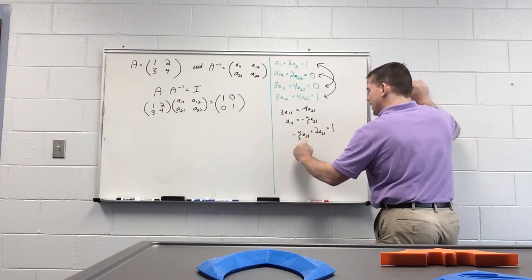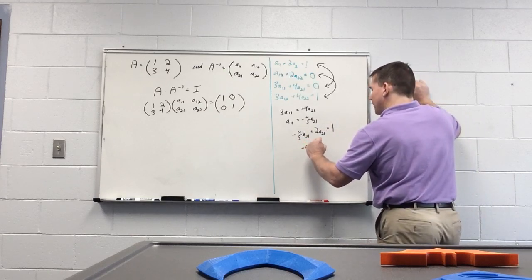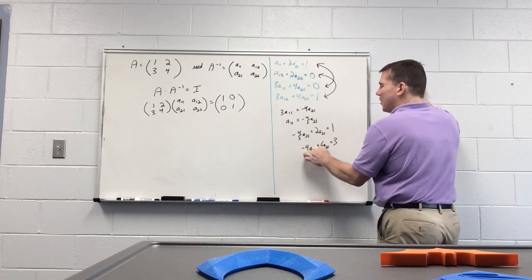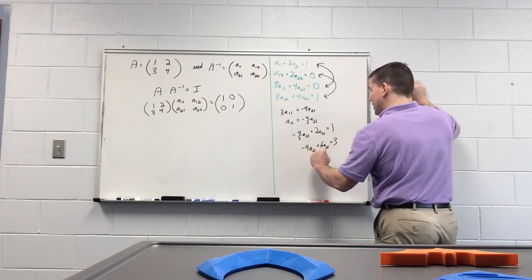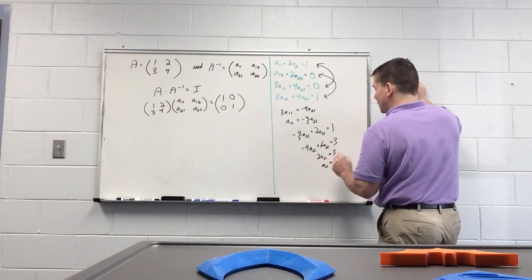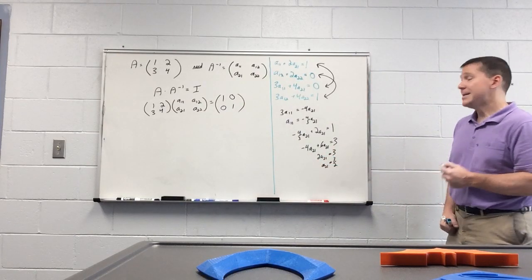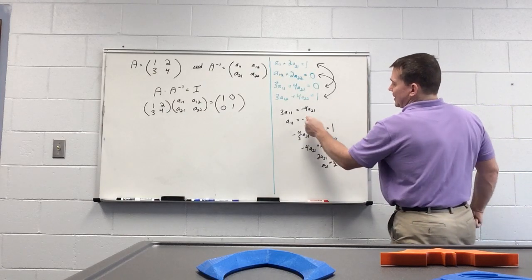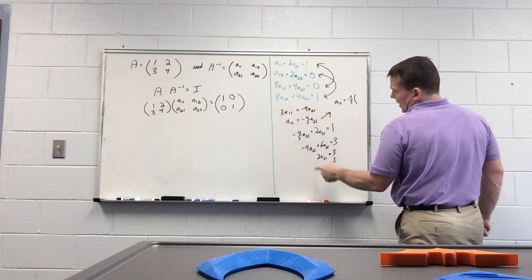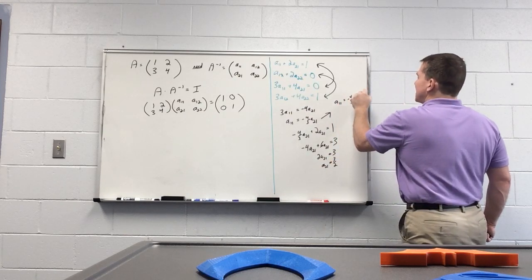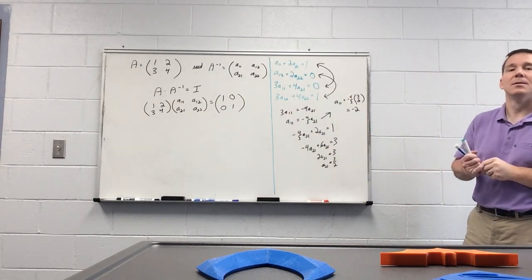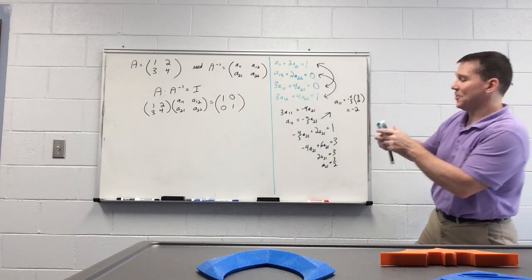Multiply everything by 3. I get negative 4A21 plus 6A21 equals 3. 6A21 minus 4A21 is 2. So 2A21 equals 3. A21 equals 3 over 2. Now that I have A21, stick it in right here. A11 equals negative 4/3 times A21, which is 3/2. The 3's cancel, negative 4 over 2 is negative 2. Now do the same with the other two.